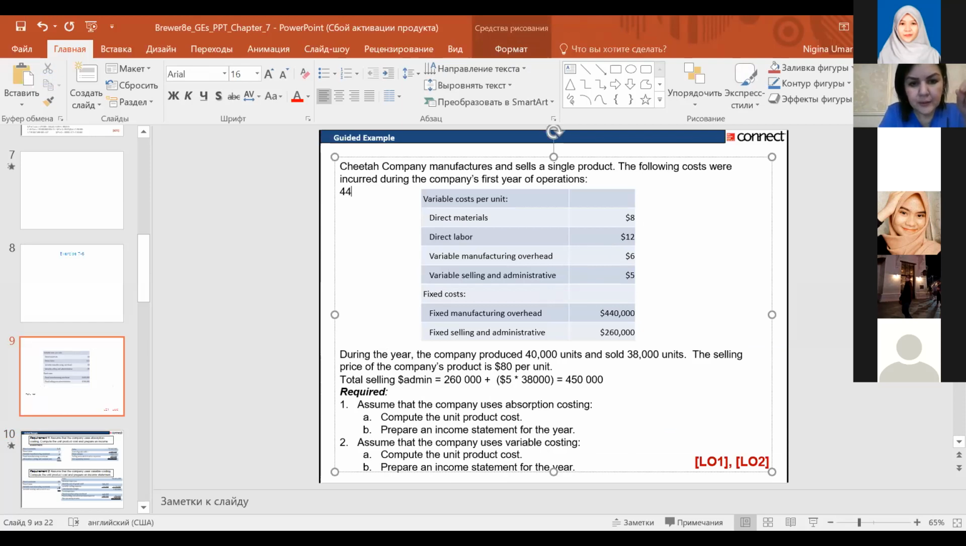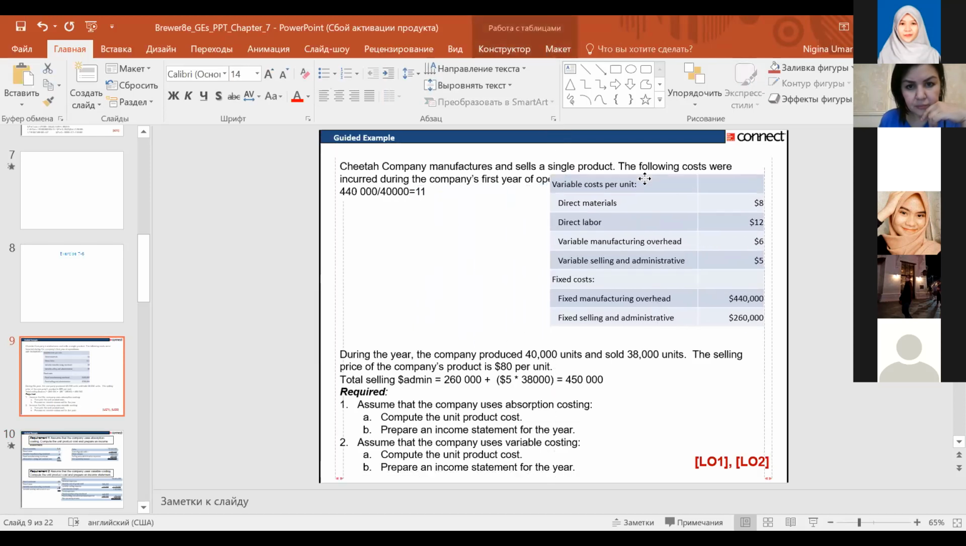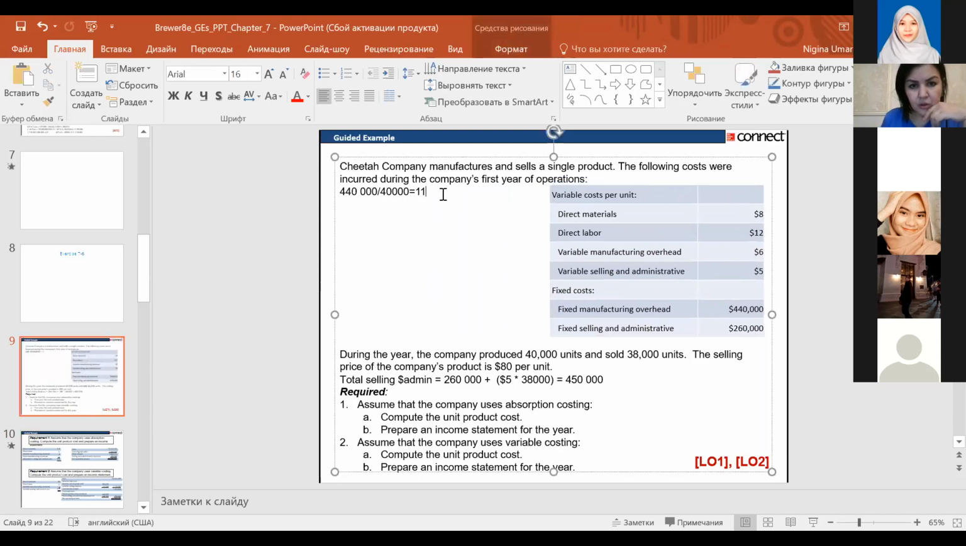So what is the unit fixed cost per unit? 440,000 we divide by 40,000 units, equal to 11, right? So $11 is fixed cost per unit.